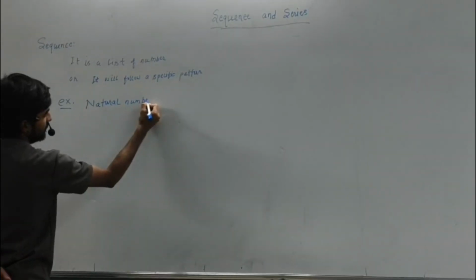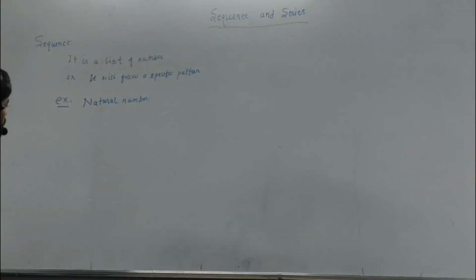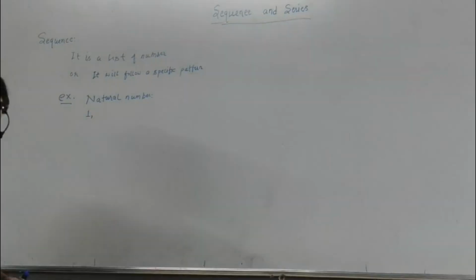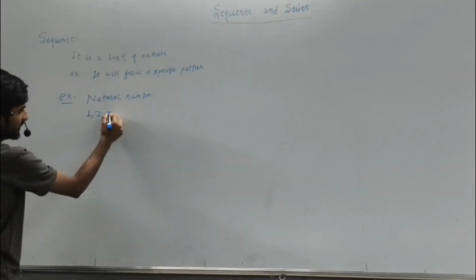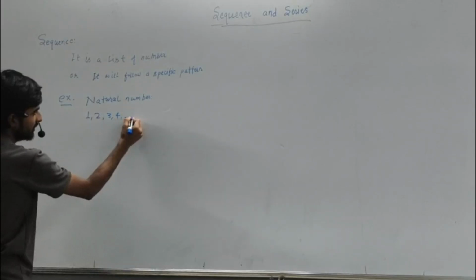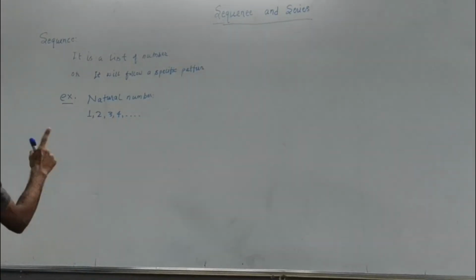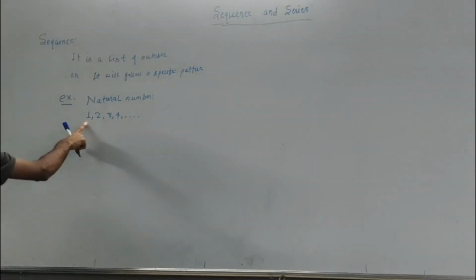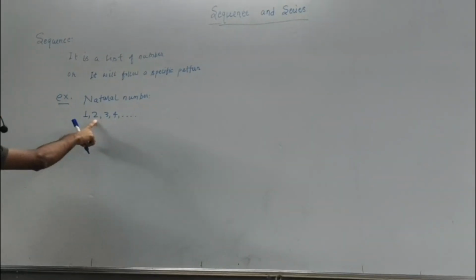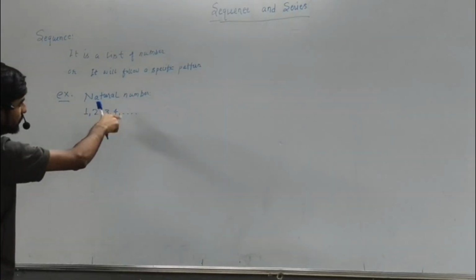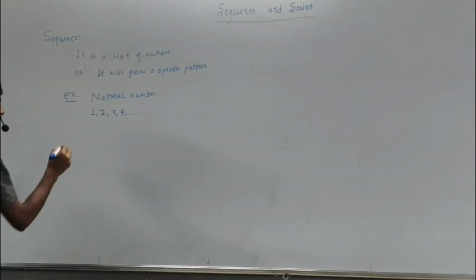Natural numbers: we have to start with 1. Second is 2, third is 3, fourth is 4, and so on. Now we see that 2 is just adding plus 1, third is just adding plus 1 to the previous one, and fourth one is adding 3 plus 1.